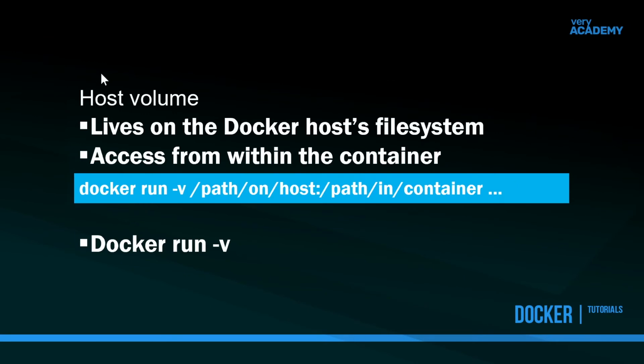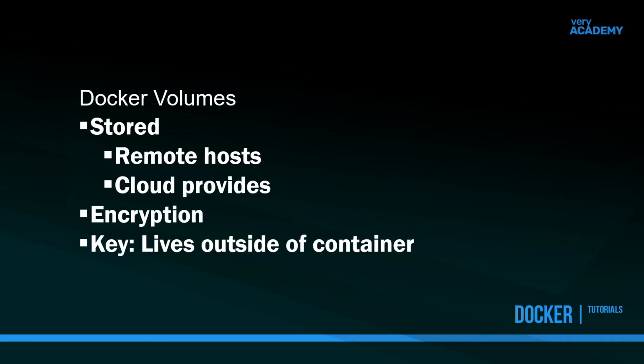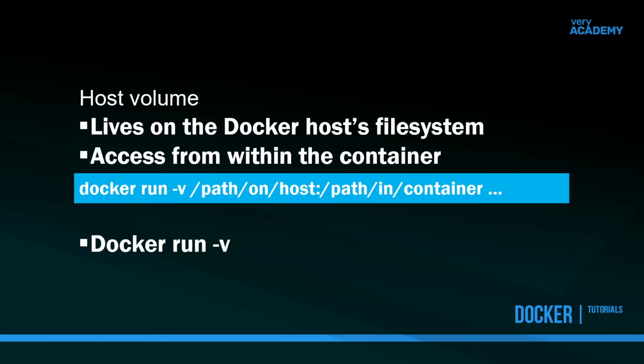So the host volume lives on the Docker host file system, or anywhere you want to place it. Like I said before, we could have it on a remote host or cloud provider. Like all the volume types here, they're all accessible from within the container. Now, to set up a host volume, here really is the key which makes it different from other types of volumes. We specify not only the path to the location where the volume is going to be held on the host, we also specify where it's going to be in the container.